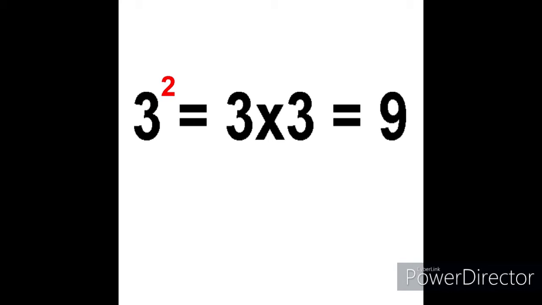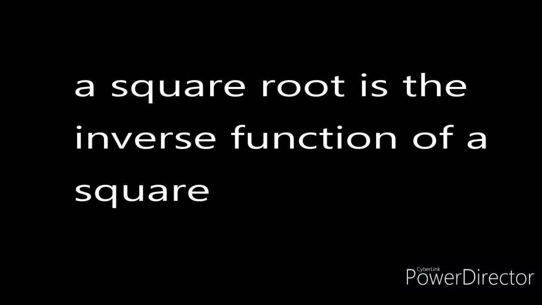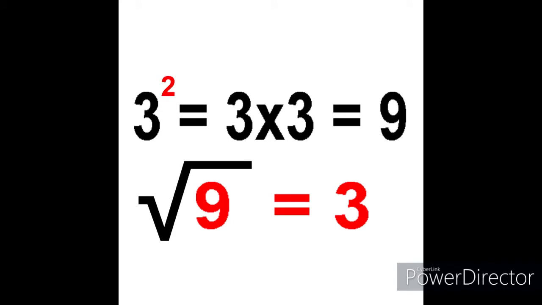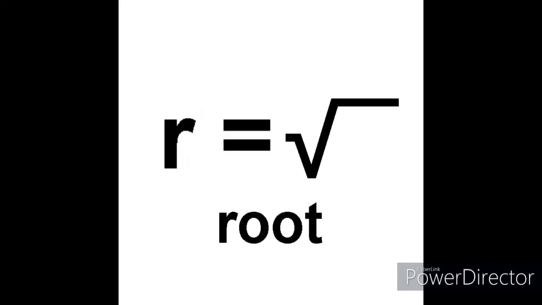3 squared is 3 times 3, or 3 multiplied by itself twice, which gives us 9. Since the square root is the inverse function of a square, then the square root of 9 is 3. The symbol of the square root is a stylized letter R for root.